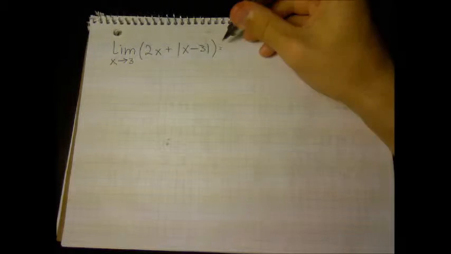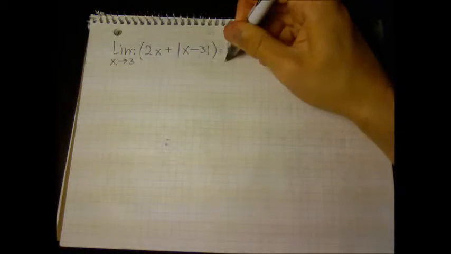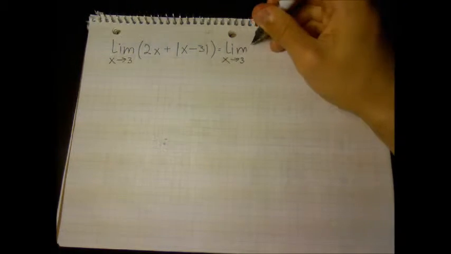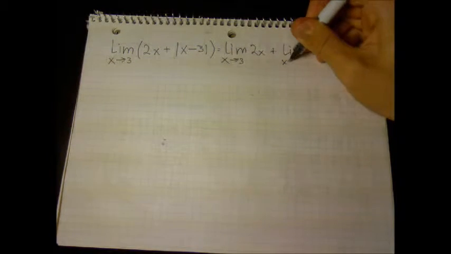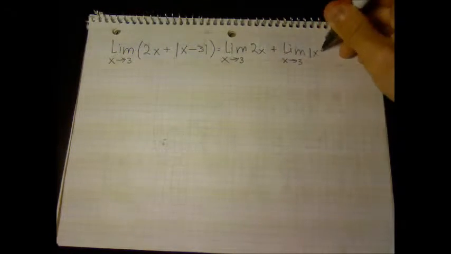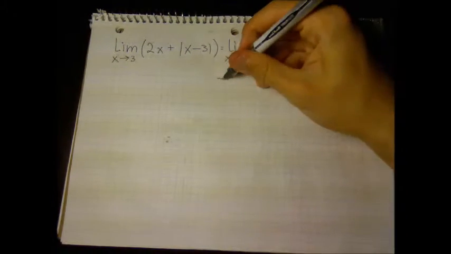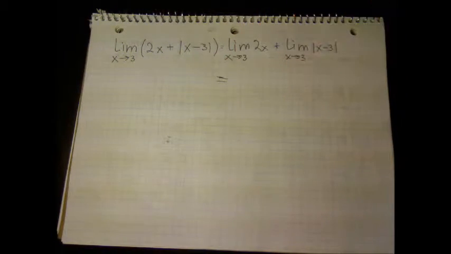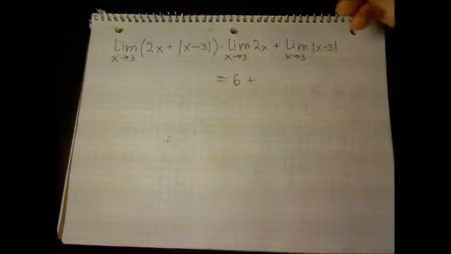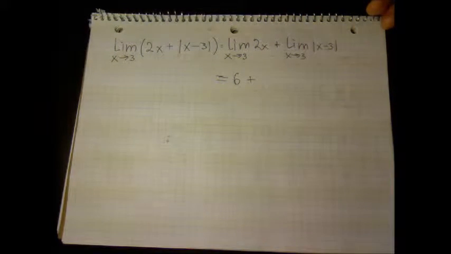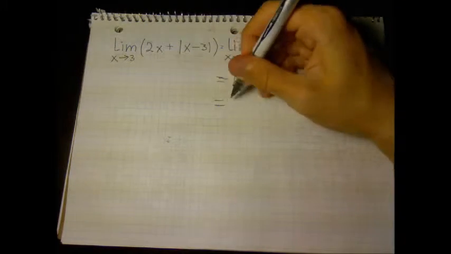This is a very trivial example that you can easily solve by just using the addition law of limits. Here we have two functions, 2x and the absolute value of x minus 3. Both of those functions are continuous, polynomial, and in this case we can just have direct substitution and nothing really interesting happens, so that's it.